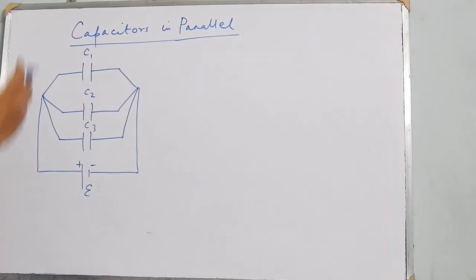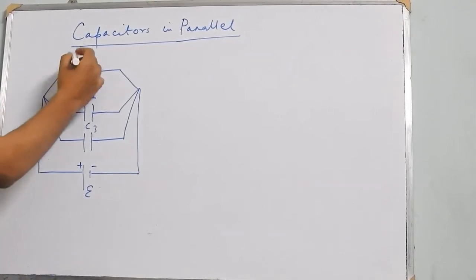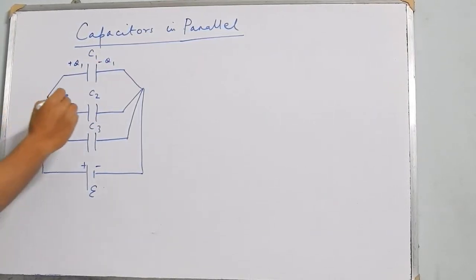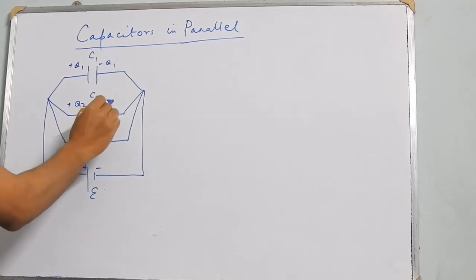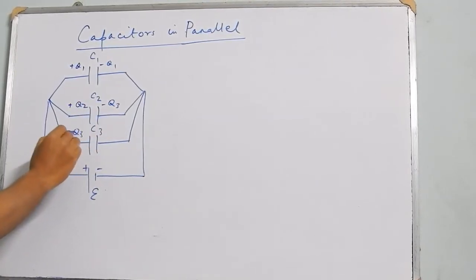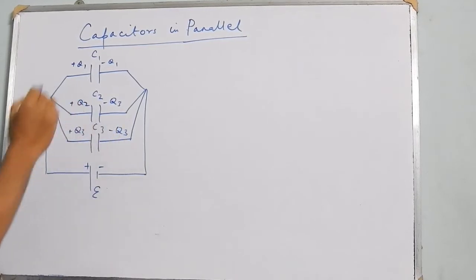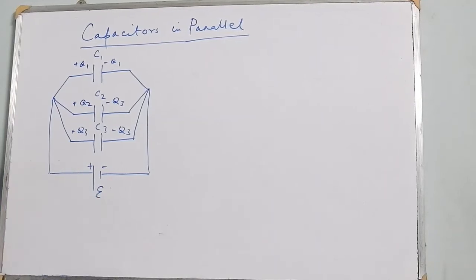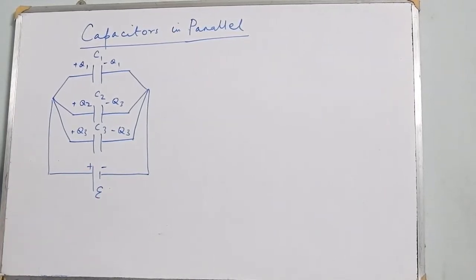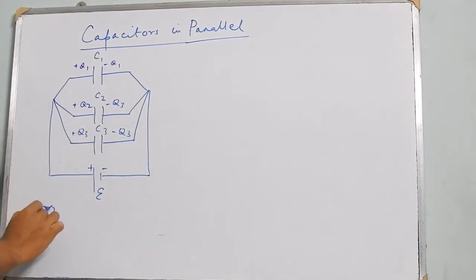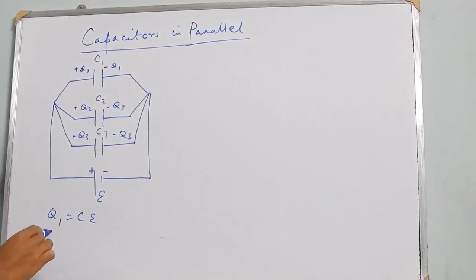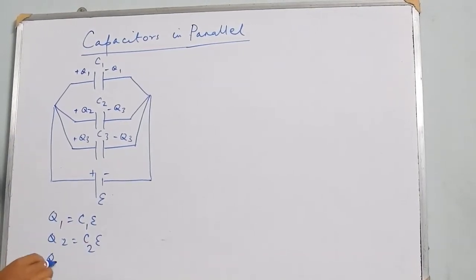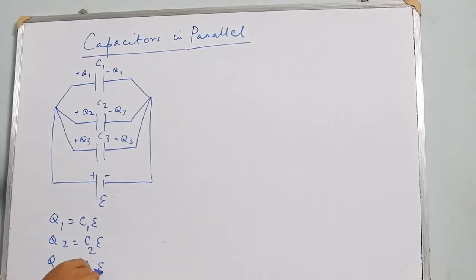If this battery is capable of delivering a charge Q, then Q1 will deposit on the plates of the first capacitor, Q2 will deposit on the plates of the second capacitor, and Q3 will deposit on the plates of the third capacitor. But the potential difference at the ends of each capacitor remains the same, and that is E. So now we can write Q1 as C1E, Q2 as C2E, and Q3 as C3E.